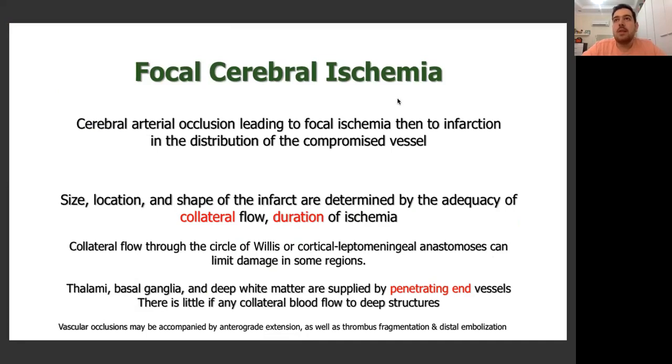So focal means that only one of the vessels in the brain is affected and not the entire blood supply to the brain. So sometimes we will talk later about how we can have a general state of hypotension, and that will affect the entire brain. Okay, the entire brain will be in a state of stroke. But this is not very common. The most common is that only one of the blood vessels is affected, giving you a focal cerebral ischemia.